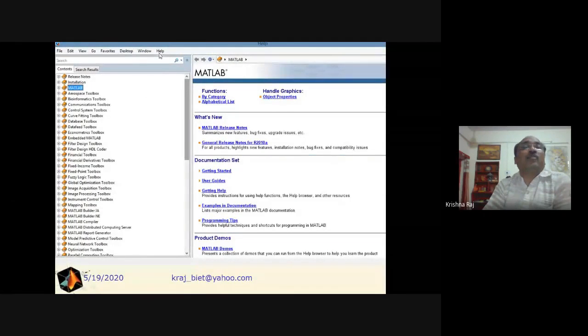When we select the product help, we'll find this type of description. Now if we see, the first one is related to the release notes. The second one is related to the installation. Third is MATLAB. When you click MATLAB, there are so many fields of MATLAB, and the same is true for each and every one.